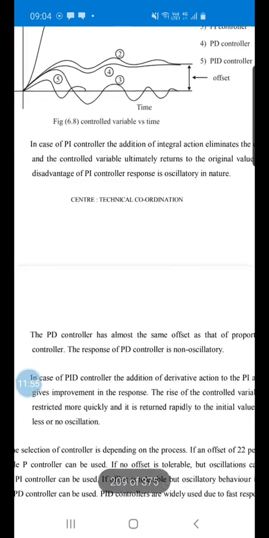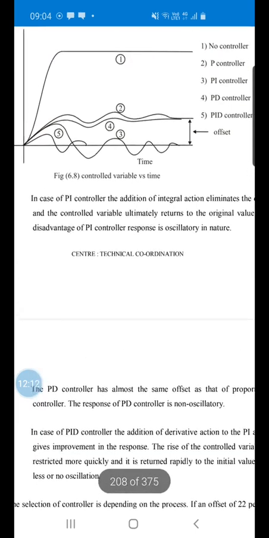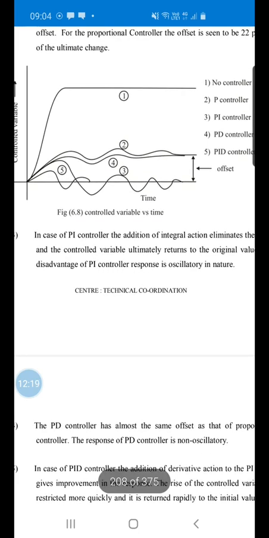In the case of the PI controller, the addition of integral action eliminates the offset. You can see curve 3. So the offset is eliminated, but the disadvantage of the proportional integral controller is that the response becomes more oscillatory in nature. You can see. The PD controller also provides the same offset as the proportional controller. You can see curve 4, but the oscillations are decreased. So this response is non-oscillatory.